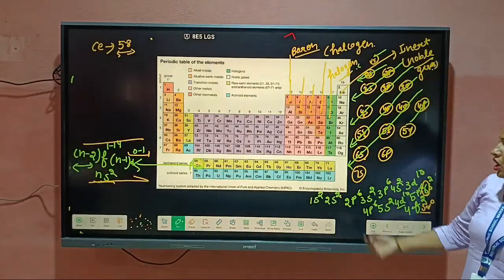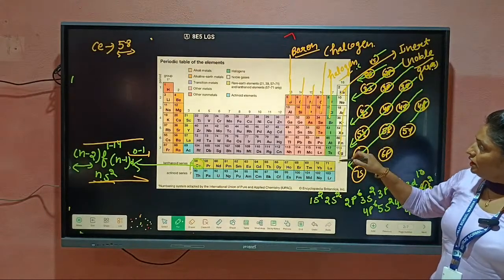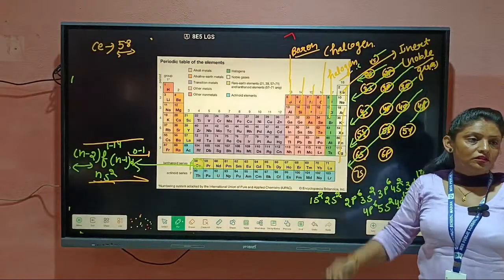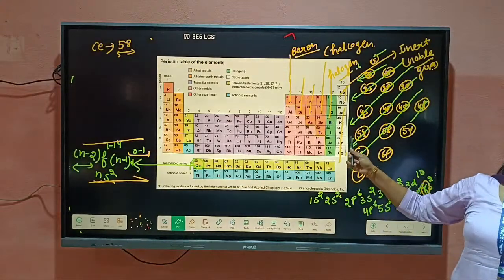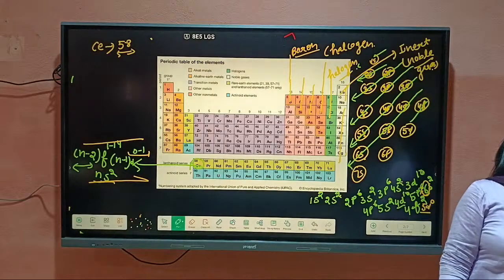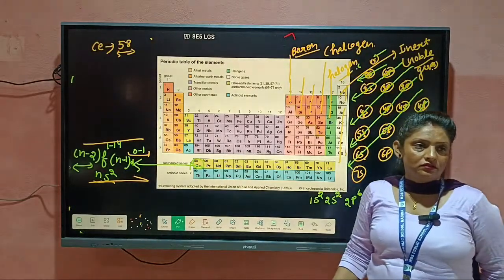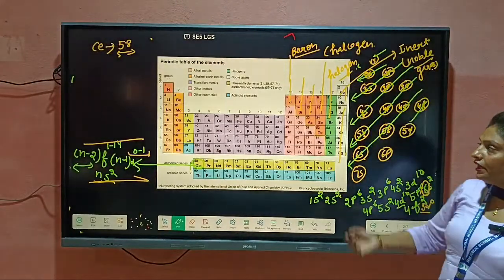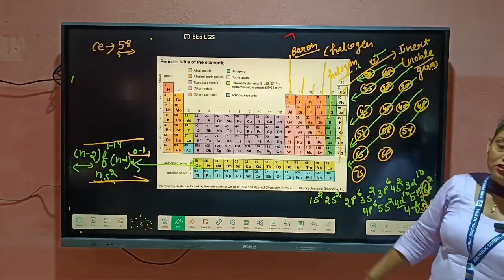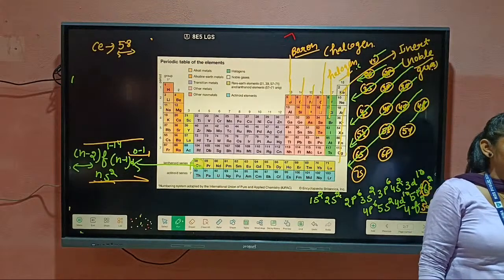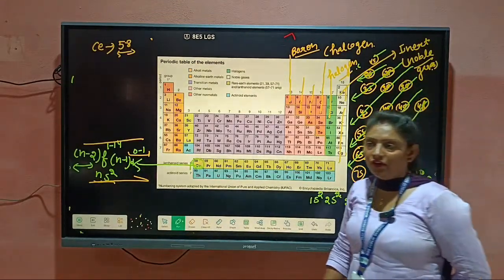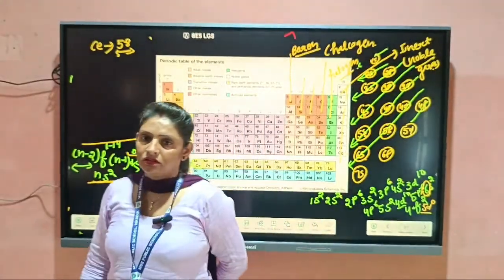Because here all orbitals are filled. Their octet is already completed. So they are stable, so they do not react in simple conditions. So they are known as the inert gases or noble gases. Any doubt in this, beta? In any point, if you have any doubt, then you can ask.